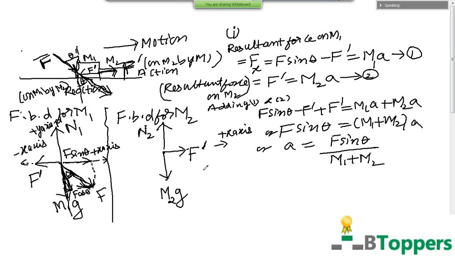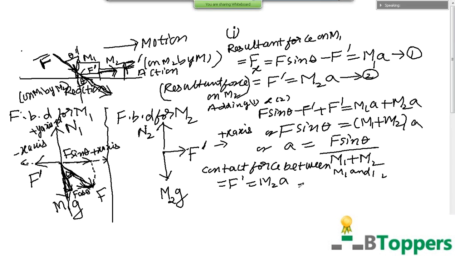So you are asked to find the magnitude of the contact force between the two blocks. The magnitude of the contact force between the two blocks M1 and M2 is denoted by F dash. From the second equation, it is equal to M2A. Now we can substitute A equal to F sin theta by M1 plus M2.